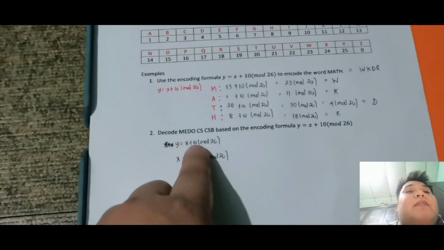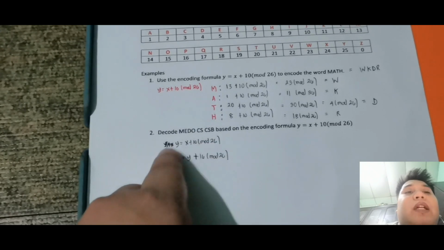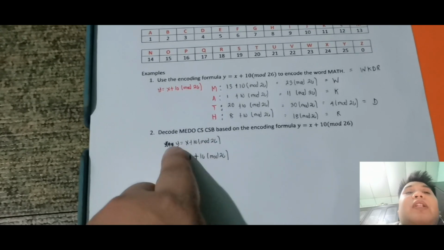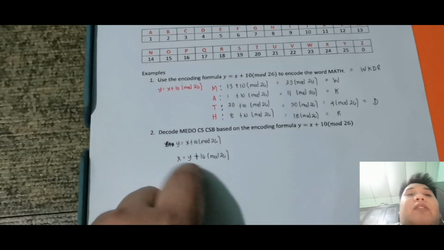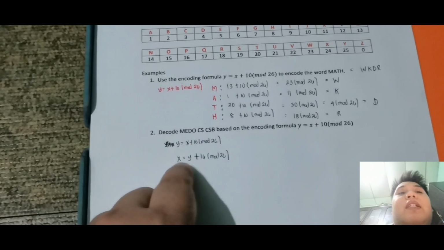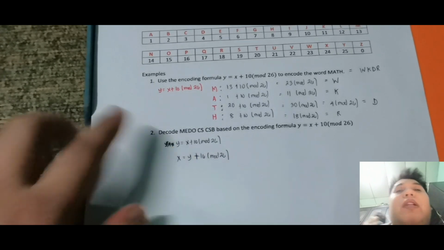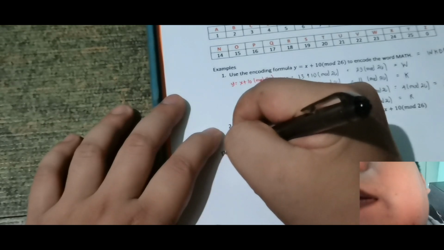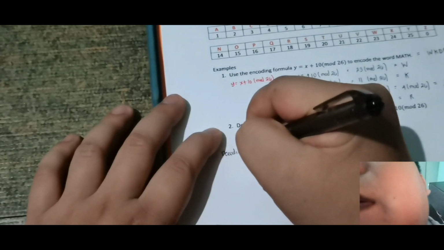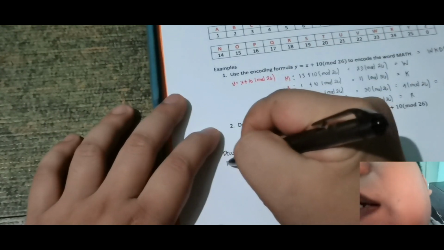So again, x plus 10 mod 26. So pinagpalit ko, x, y. So anong nangyari? Nag-interchange lang sila. Tapos ang gagawin ko, 26 minus 10, that is 16. So ang mangyari, ang decoding formula ko is x is equal to y plus 16 mod 26. So pakitandaan. So ito yung ating decoding formula.